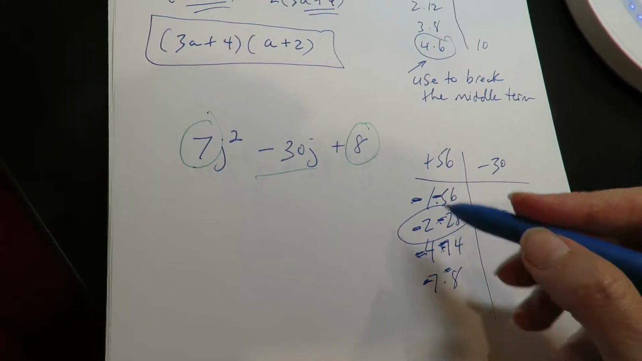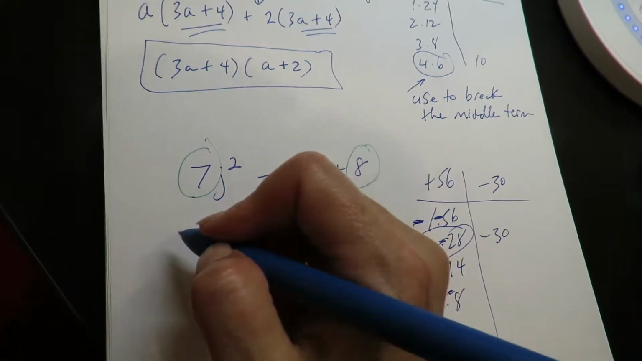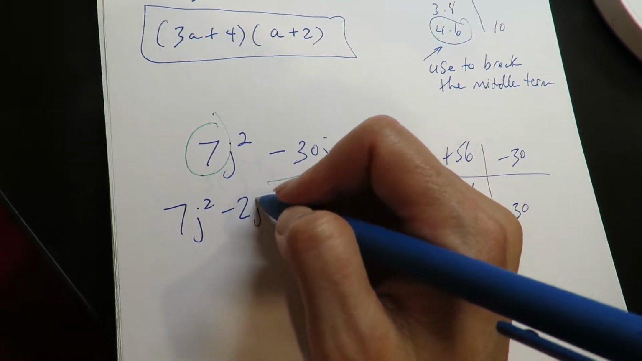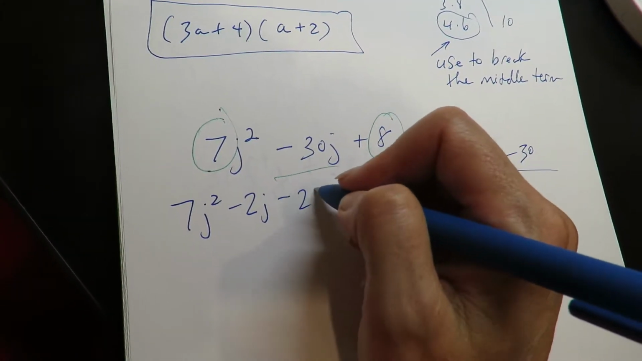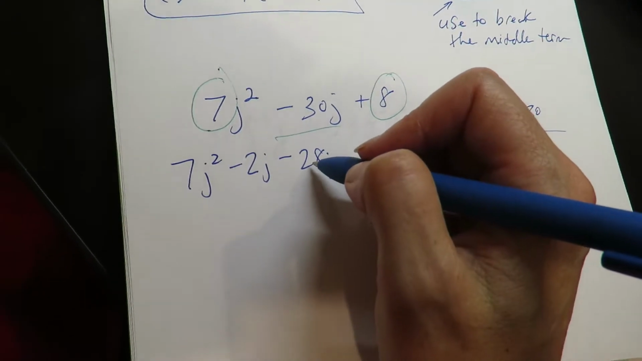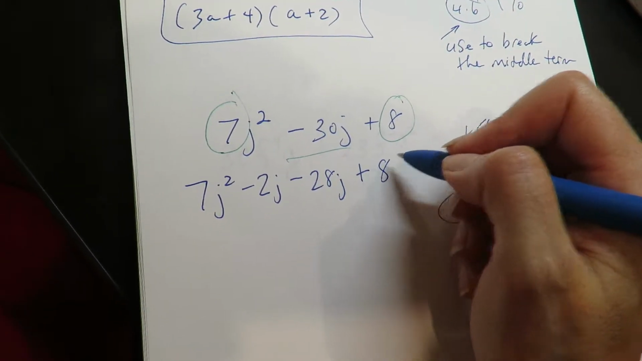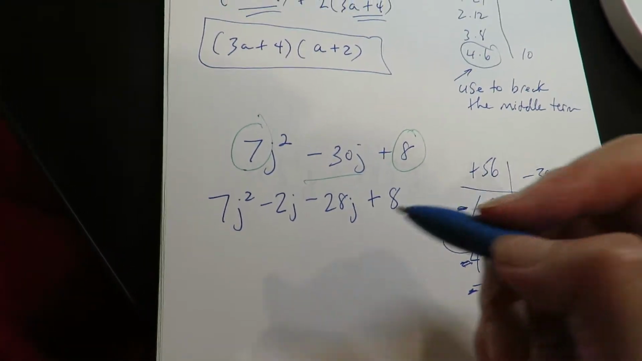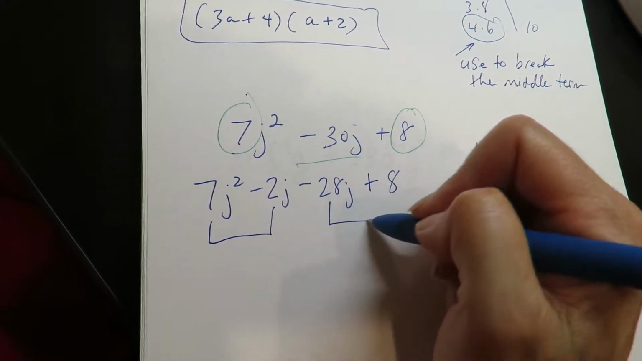Alright, so again, this isn't the answer. This is what you're going to use to break the middle term. Order, again, does not matter. If you put the negative 28 first, it's going to come out correct. You can't screw up the order. It's impossible. So just put whatever one you like better first.